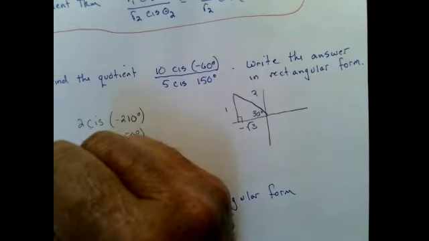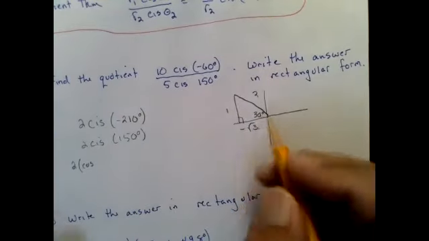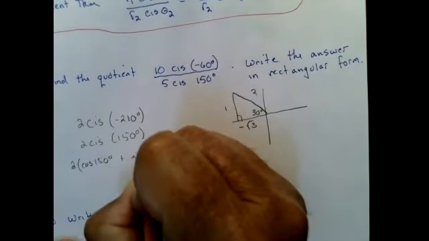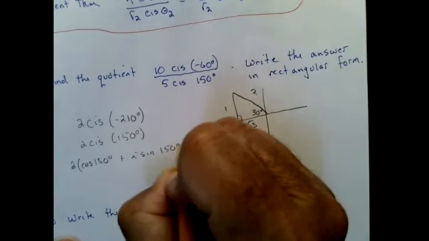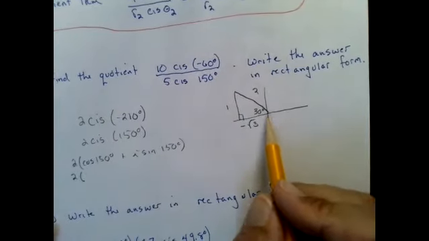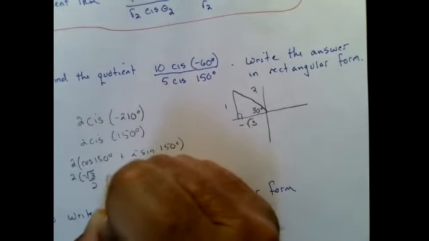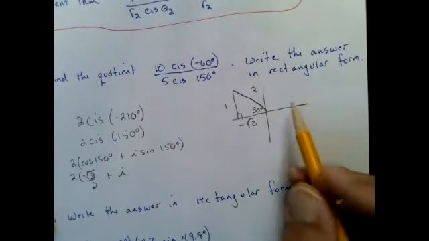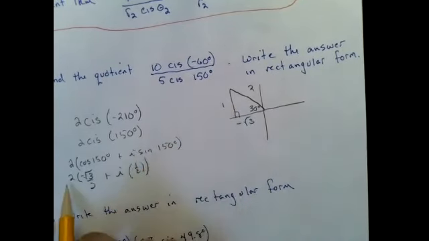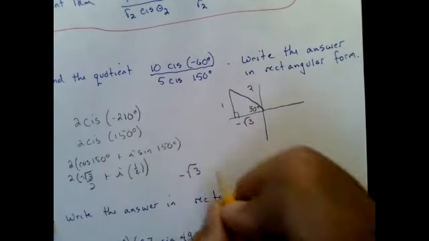2 times the cosine of 150 plus I sine of 150. That's going to give me 2 times cosine, negative square root of 3 over 2, plus I times the sine, 1/2. Let's see, I get negative square root of 3 plus I.